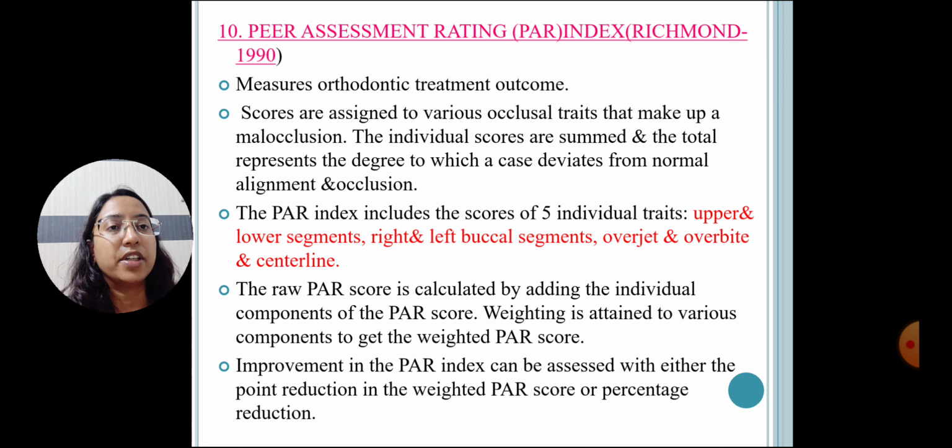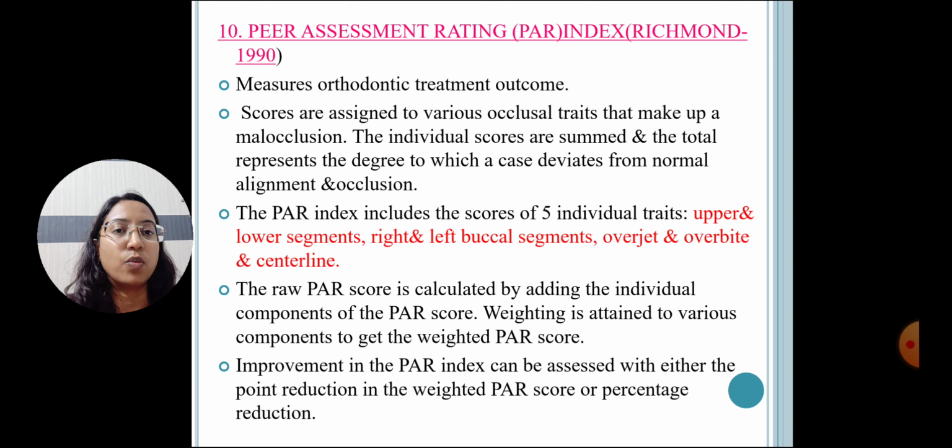Then the peer assessment rating or PAR index given by Richmond. It measures the orthodontic treatment outcome. Scores are assigned to various occlusal traits that make up a malocclusion. The individual scores are summed and the total represents the degree to which a case deviates from normal alignment and occlusion. So the PAR index includes the scores of 5 individual traits, that is upper and lower segments, right and left buccal segments, overjet and overbite and center line.